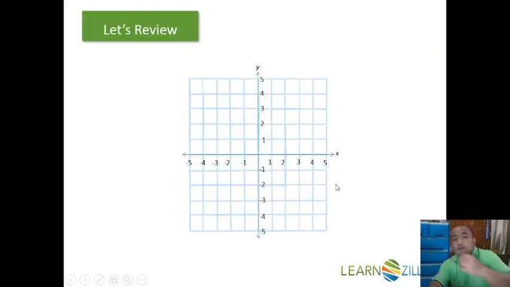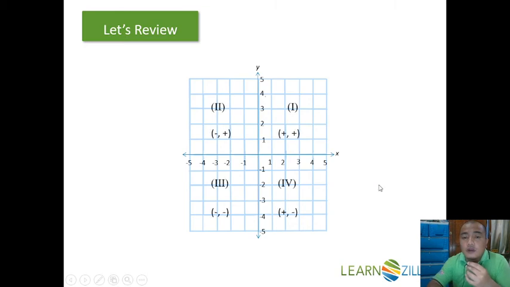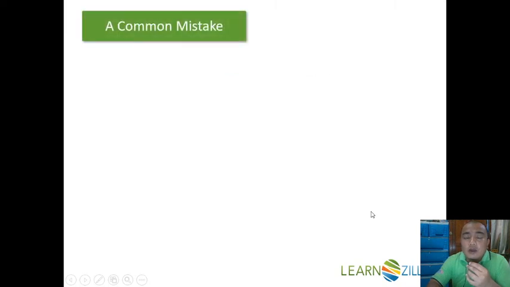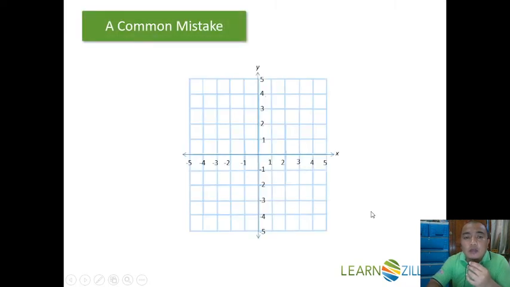Okay, let's review. Quadrant 1, quadrant 2, quadrant 3, quadrant 4. In quadrant 1, both positive. Quadrant 2, negative, positive. Quadrant 3, both negative. And quadrant 4, positive, negative. What is a common mistake in dealing with the Cartesian coordinate system?